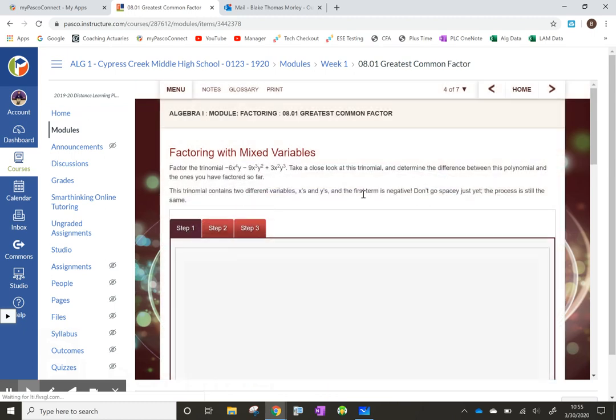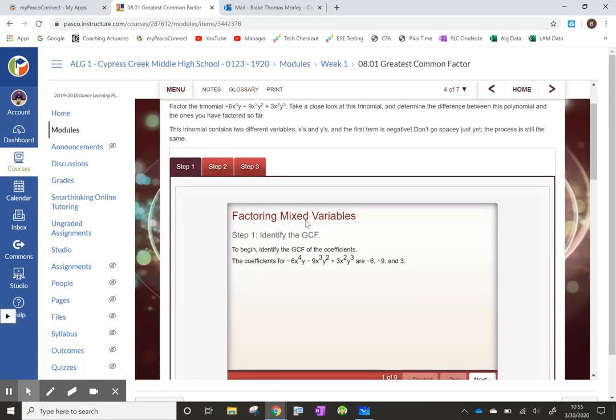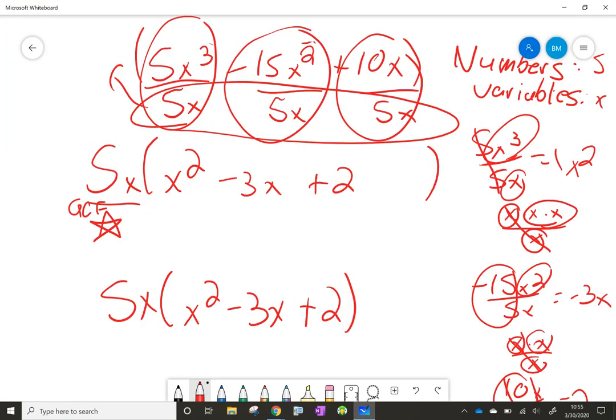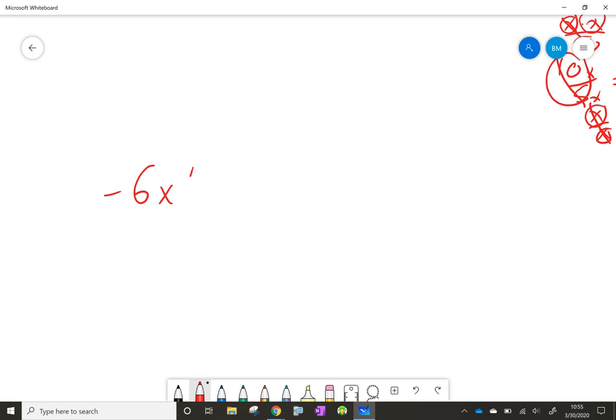All right. Factor the trinomial. All right, we have a bigger one here, right? It's got a lot of steps to it, but let's explore this one again on my whiteboard. So we have negative 6x to the fourth y.